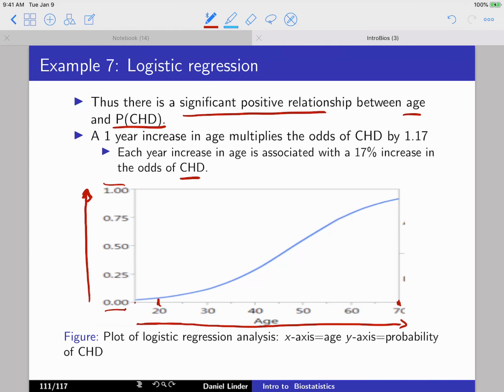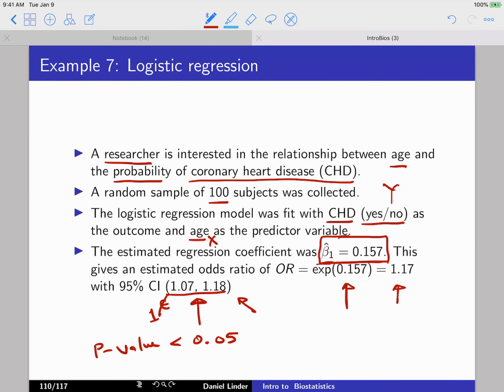As we increase age, you see there's an increasing chance of coronary heart disease. And each year increase in age is associated with a 17% increase in the odds of CHD. We got that from this number. So that's how you interpret the outcome from logistic regression.